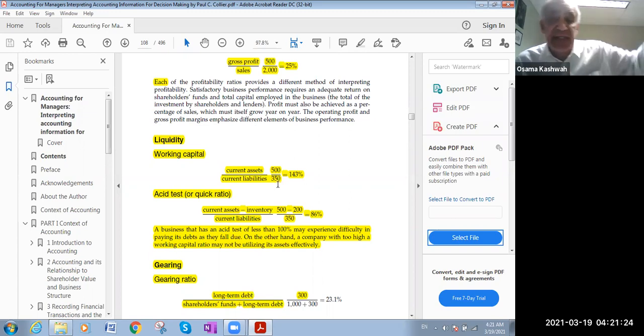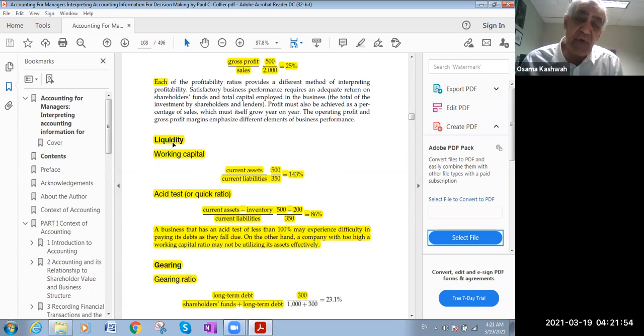The current assets are on the side of the assets in the balance sheet, and the current liabilities are on the side of the liabilities on the balance sheet. So I will divide them by each other. This is called the liquidity ratio. The first one of those ratios, we have many ratios, is called working capital, like you see here. So it is 143%. Okay.